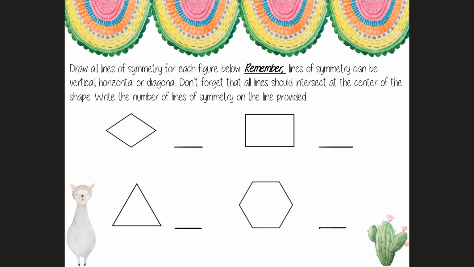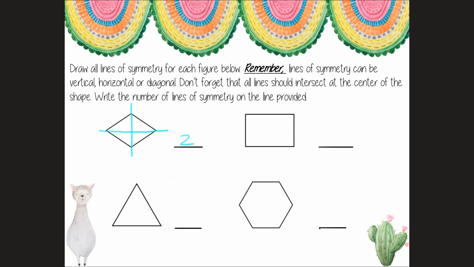Let's look at our first shape. Our first shape is a rhombus. We can draw our first line of symmetry across here, from this point down to this point. Our next line of symmetry can go straight across the middle. That gives us a total of 2 lines of symmetry.